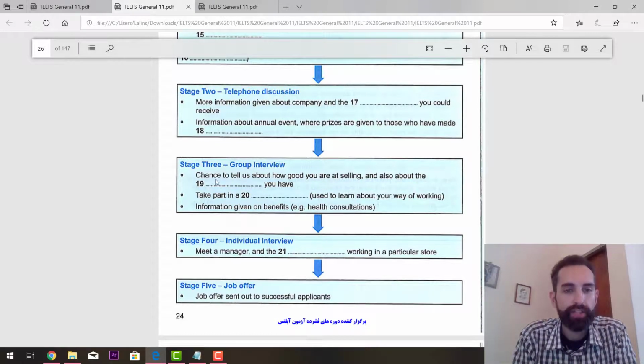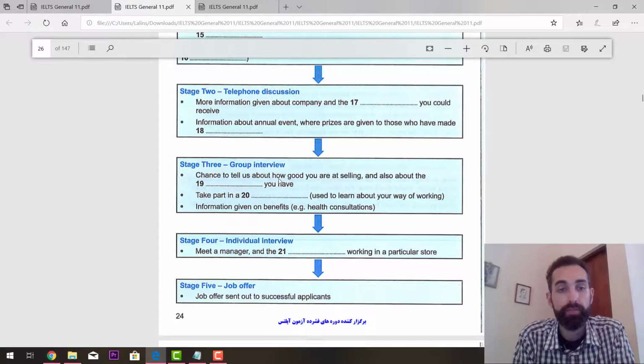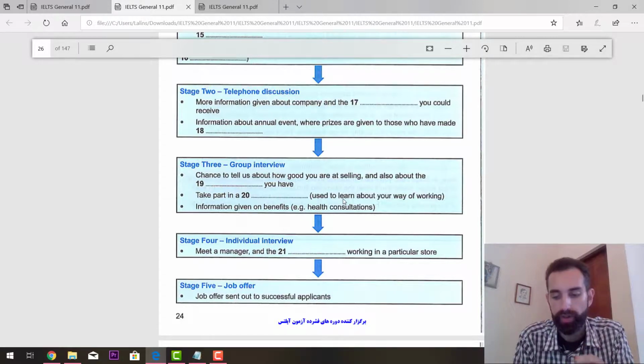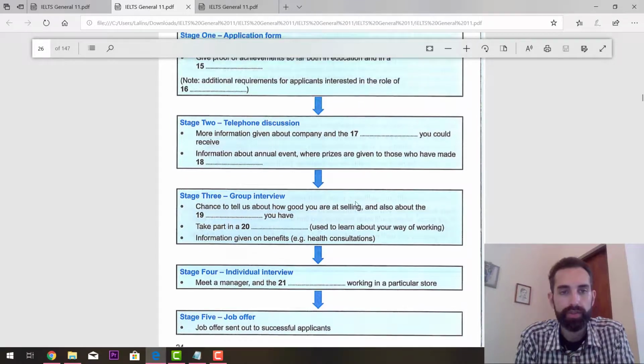Okay, so the chance to tell us about how good you are at selling and also about the blank you have. Take part in a blank used to learn about your way of working. Okay, so these are the things we're looking for. So it's about something you have and taking part in something, which is used to learn about your way of working. Okay, so let's look for those.